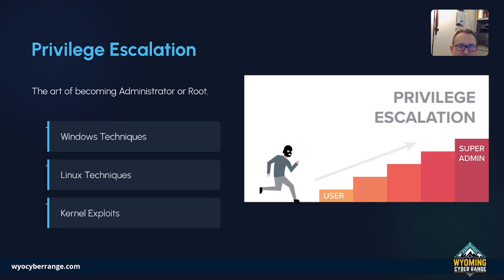Now, once the attacker has a foothold as a standard user, the immediate next goal is going to be privilege escalation. This is the process of becoming an administrator on a Windows machine or root on a Linux machine. And we can look at specific techniques for both platforms as well as kernel-level exploits.